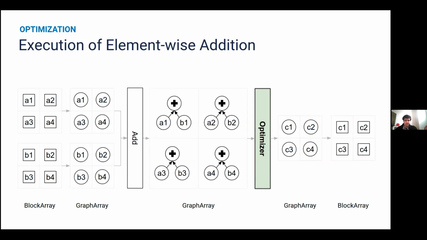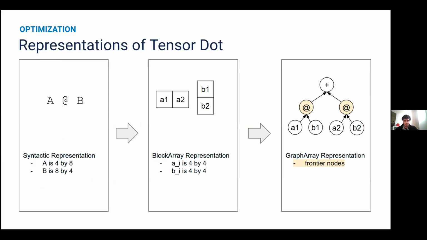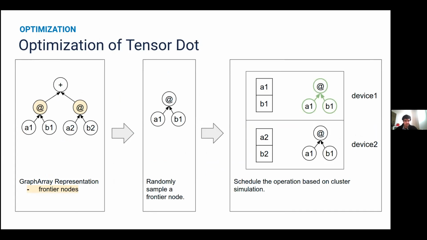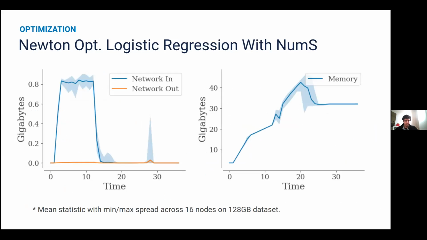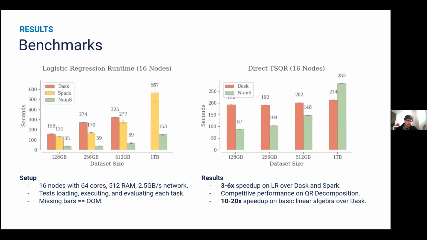This slide basically lays out the procedure for carrying out an element-wise addition using graph arrays that the optimizer leverages in order to optimize computations. This goes through different representations of a tensor dot operation and what the optimizer will do in order to optimize the objective. And we show here empirically that we achieve quite good results, near optimal results based on the objective that I presented previously.